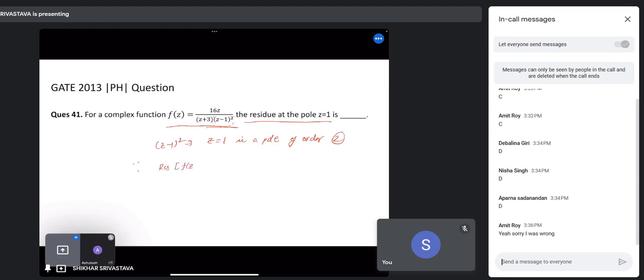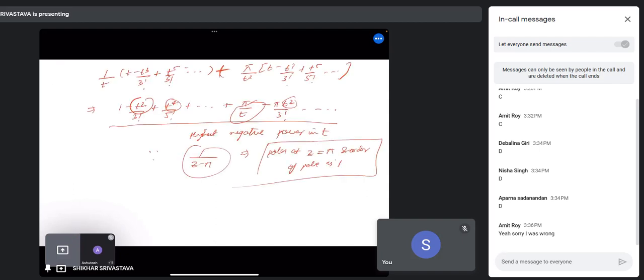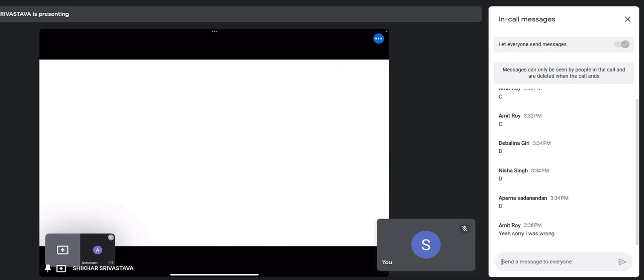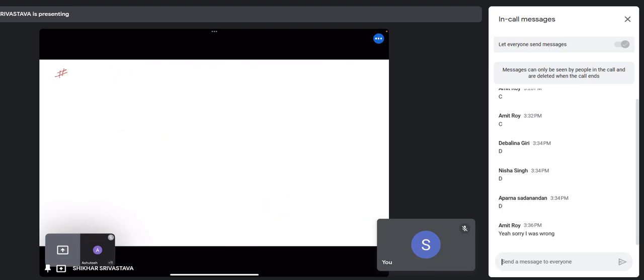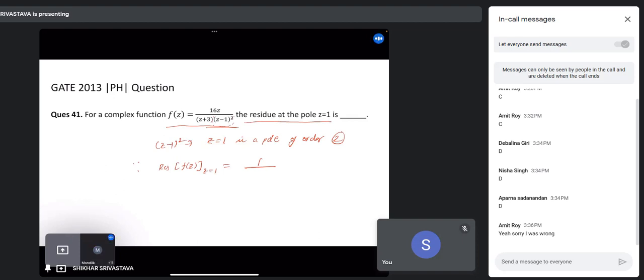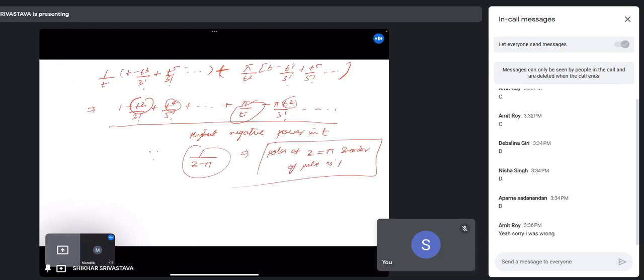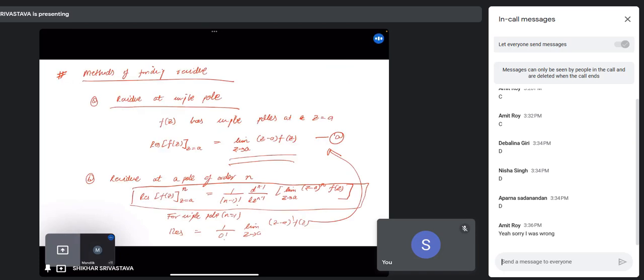So residue of f(z) at z is equal to 1 is nothing but 1 upon (n minus 1) factorial. n here is 2, so you just put n is equal to 2 in this equation. That limit z tends to a is outside, means first we differentiate, then we take the limit. Yeah, you're right, sorry. First you will differentiate and then you will take the limit. Thank you for correcting.